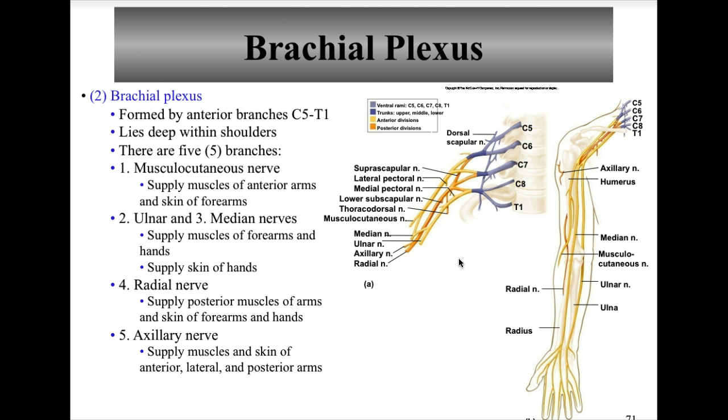The brachial plexus is going to play a role with the upper limbs. So you can see it's formed by the anterior branches C5 through T1. It lies deep within the shoulders. There are 5 branches. You have the musculocutaneous nerve, the ulnar and median nerves, the radial nerve and the axillary nerve. And you can see their descriptions all in there as far as what they are doing.